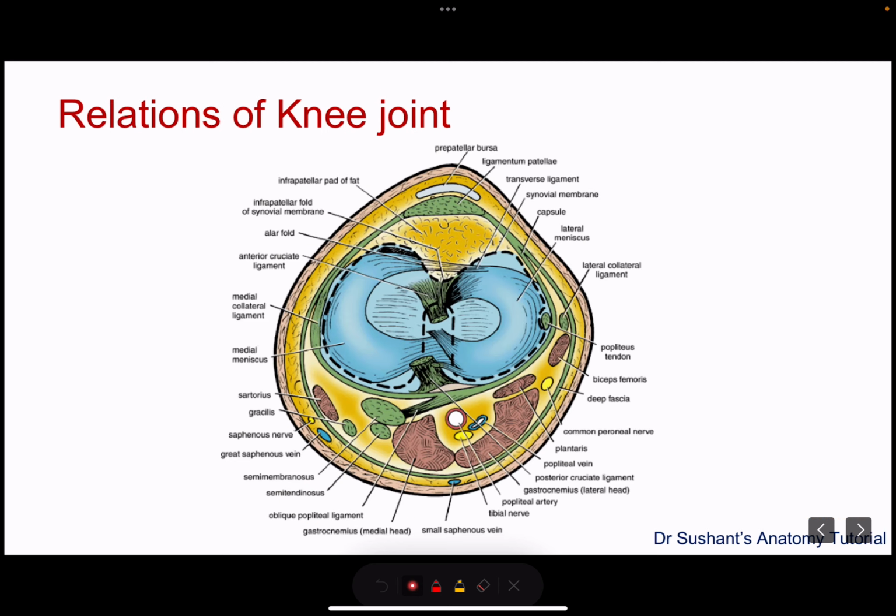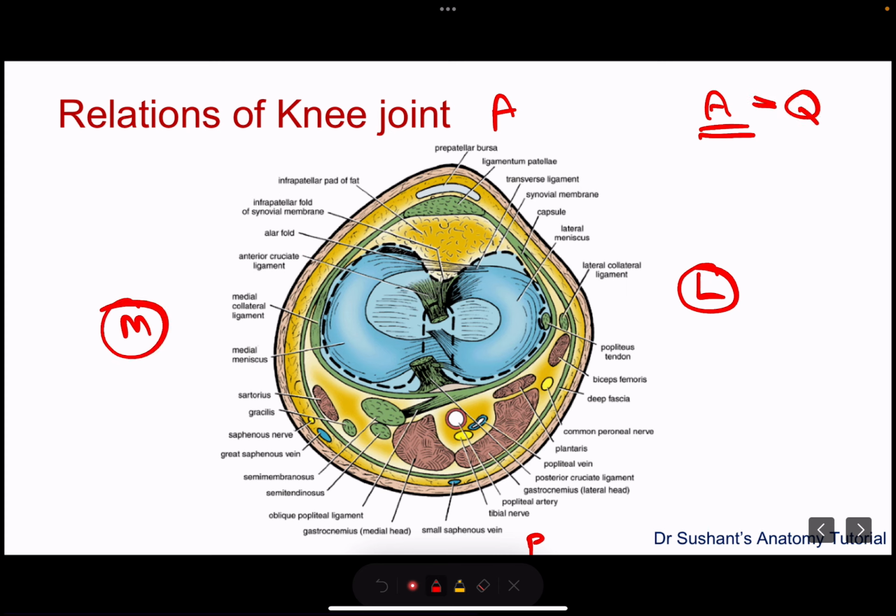Now let us talk about a very important aspect, the relations of the knee joint. So, anterior relations. Anteriorly, we have the quadriceps femoris. This is anterior, posterior. This is lateral, this is medial. The anterior relation is formed by the quadriceps femoris muscle, consisting of rectus femoris, vastus lateralis, medialis and intermedius.